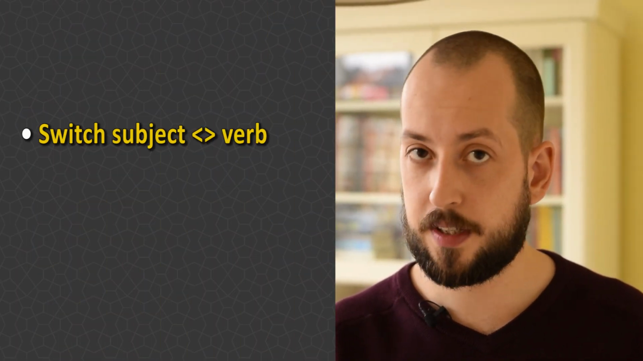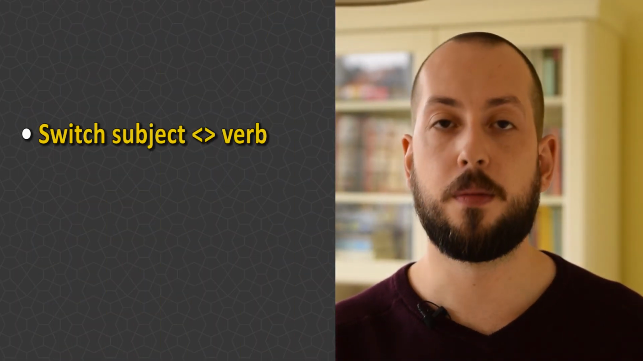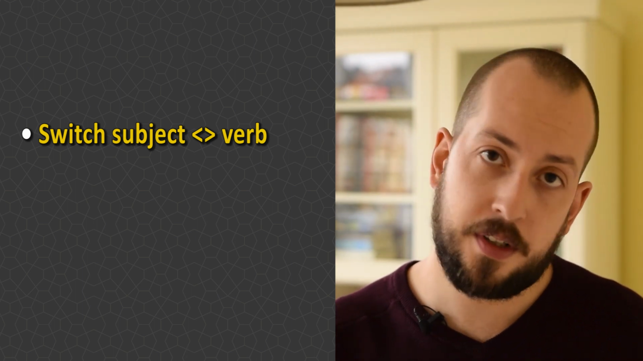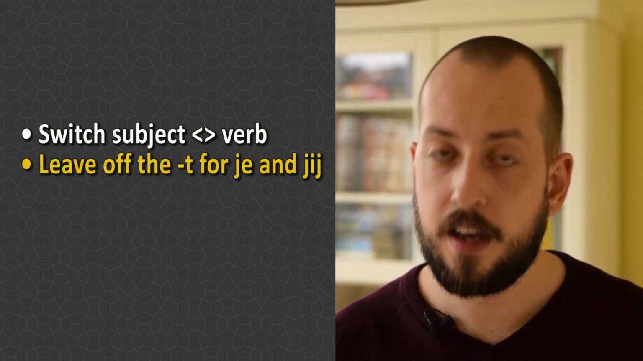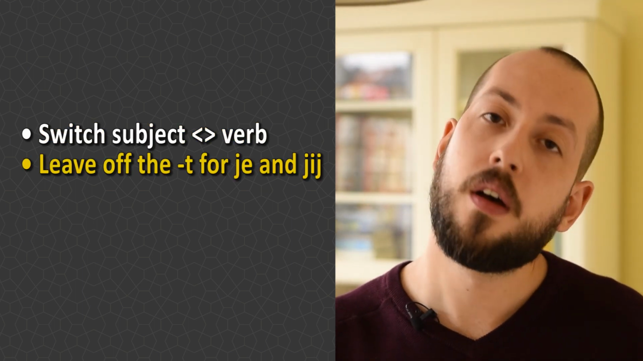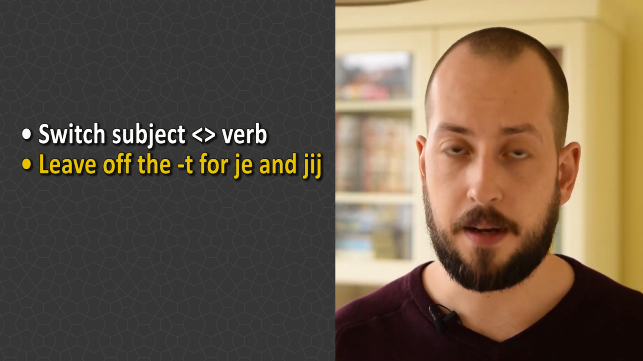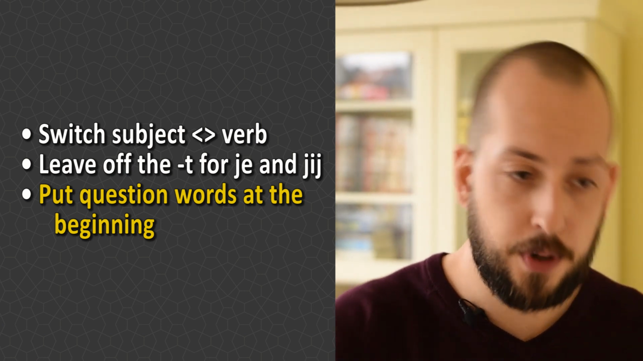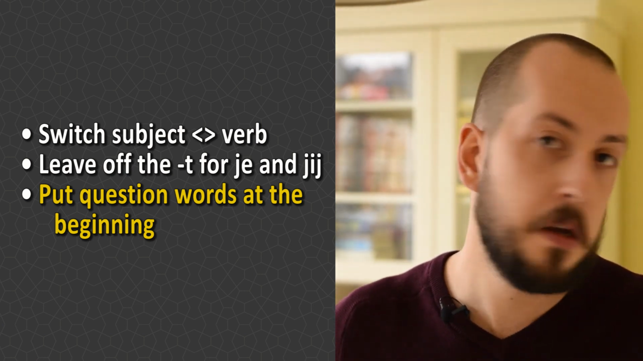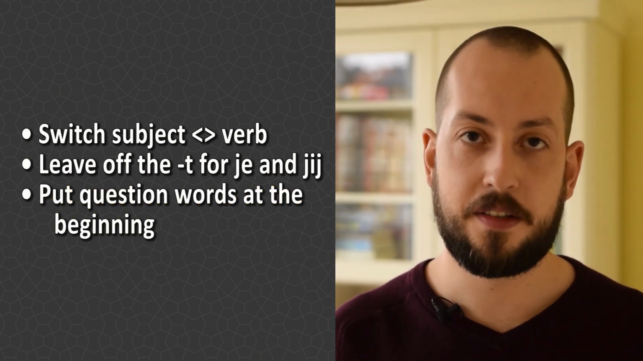So to summarize, making a question in Dutch is very, very easy. All you need to do is switch around the subject and the first verb. Now there is only one exception. If you're talking about je or jij, the t at the end of the verb disappears when you apply the inversion. Everything else stays the same. Now if you have a question word, just put it at the beginning of the sentence and then proceed with the inversion. There's nothing more to it.